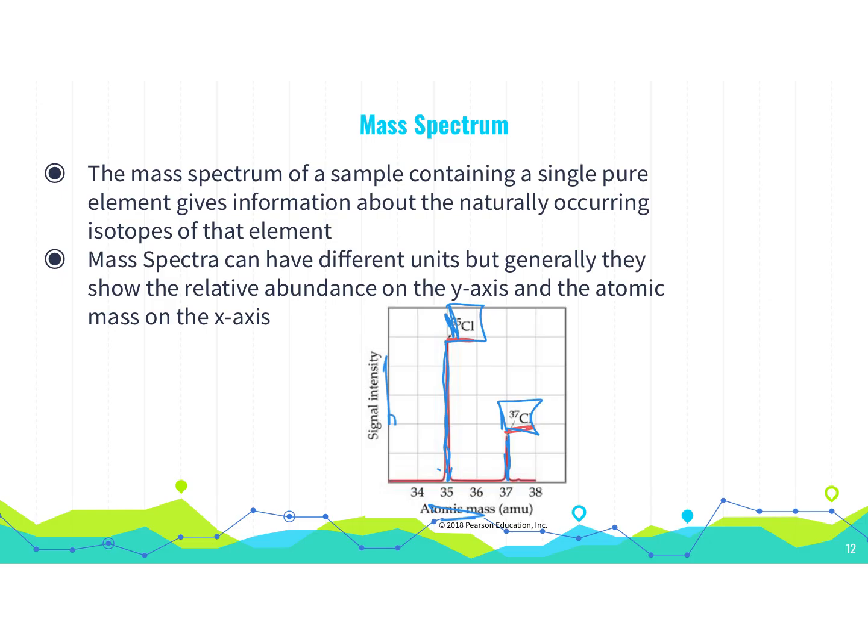Because the signal intensity is correlated to that percent abundance, taller peaks will be higher abundance, whereas shorter peaks will be lower abundance. And you can use these mass spectrum diagrams to estimate the percent abundance of two different isotopes in a sample.